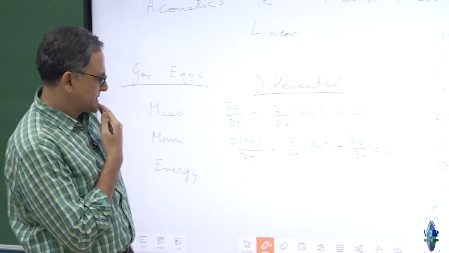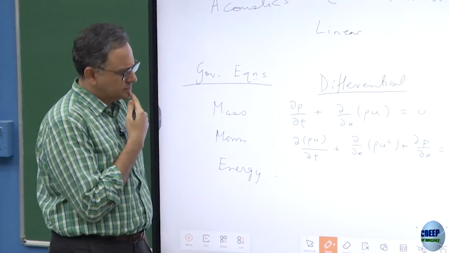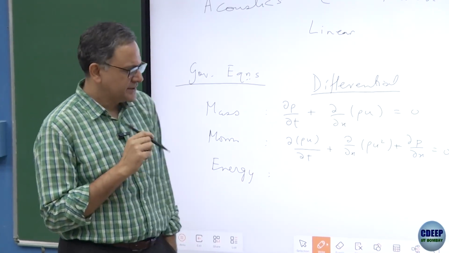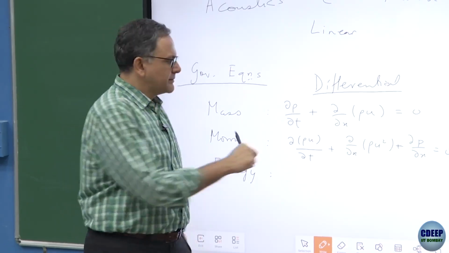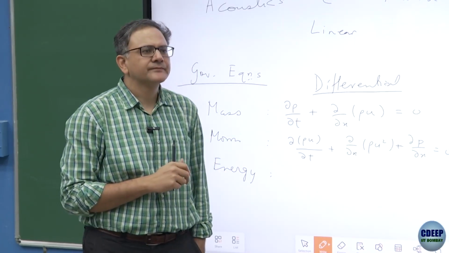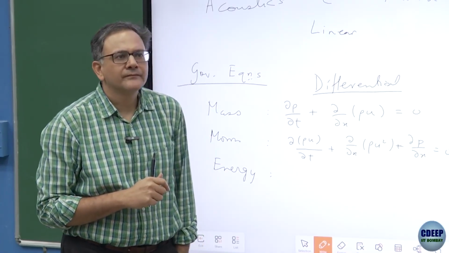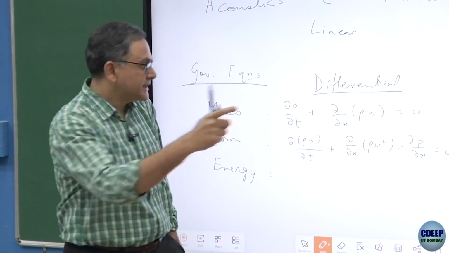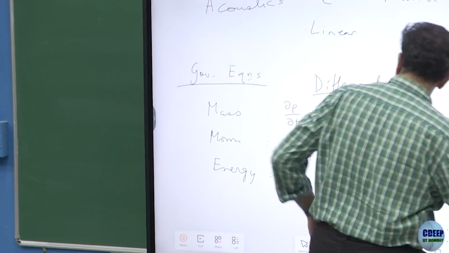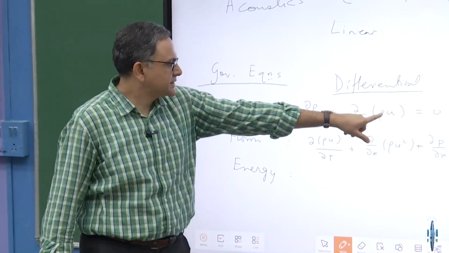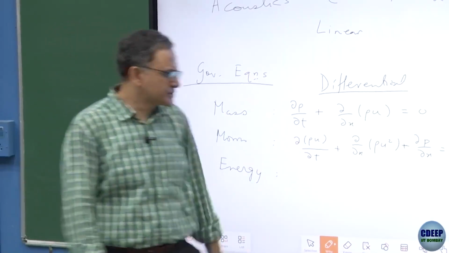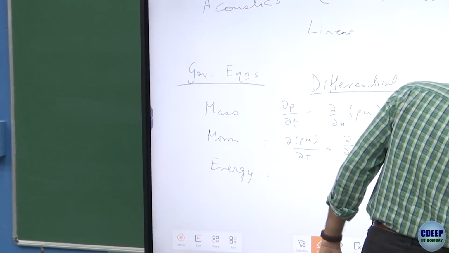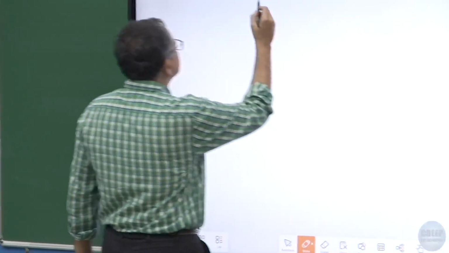Boundary conditions. We'll come to that much later. What aspects of acoustics should we get into these equations? Linearity. So this is linear, right? This is non-linear. There's a quadratic non-linearity. There's a cubic non-linearity. We need to get rid of those. So we do the nicest thing possible, linearization.